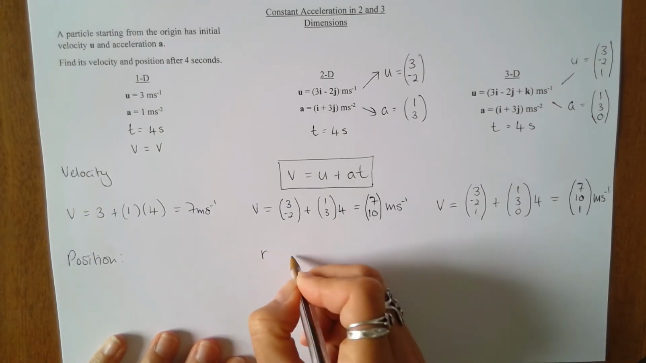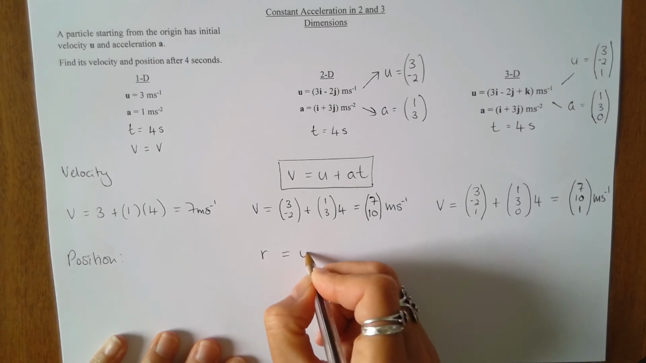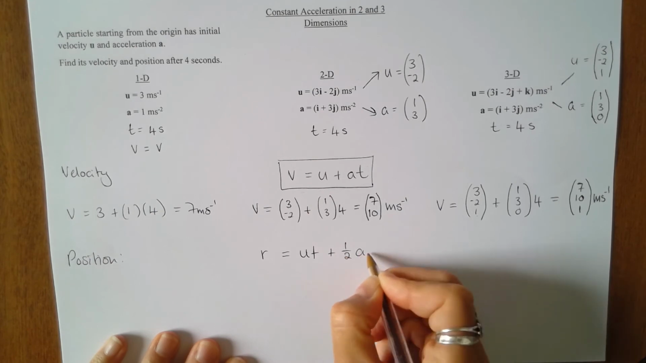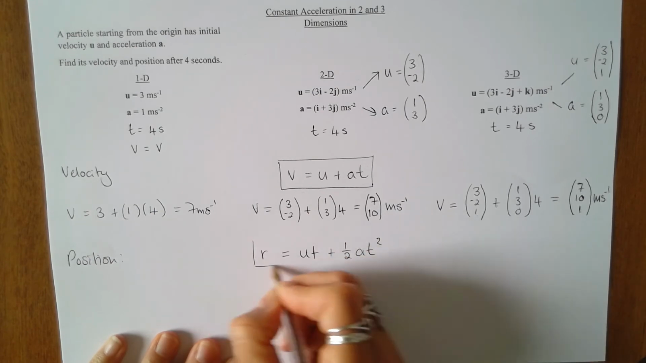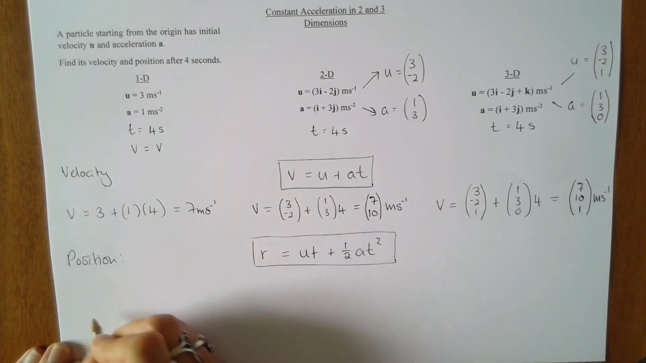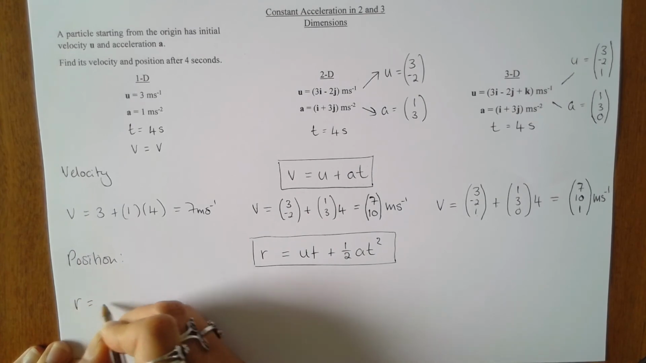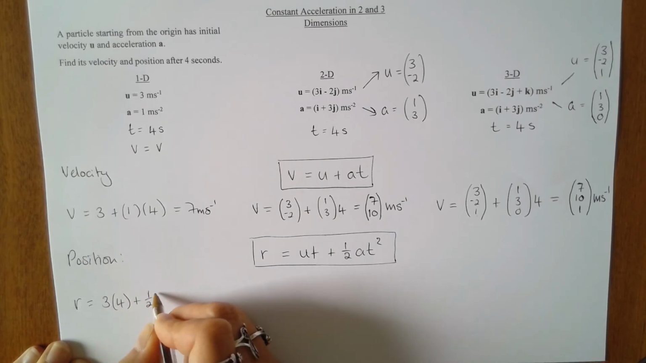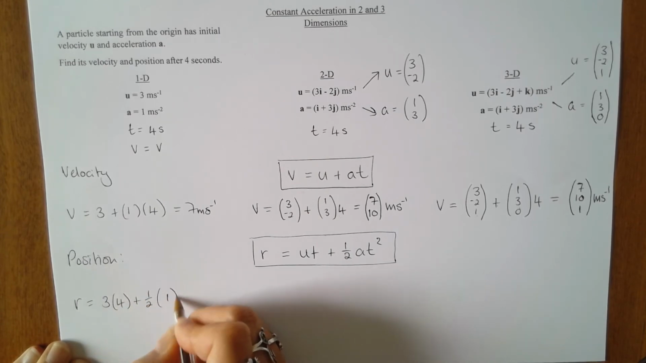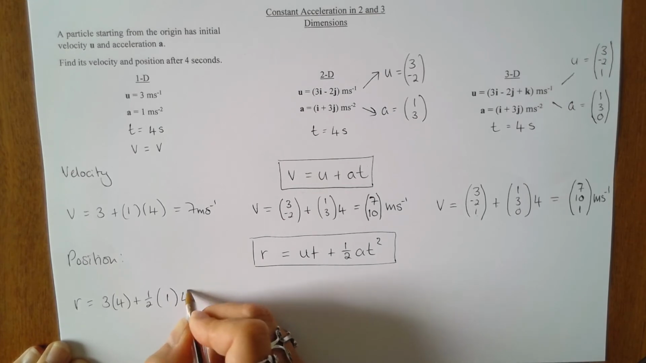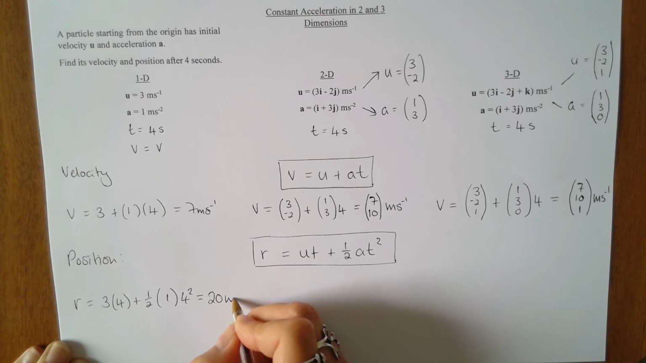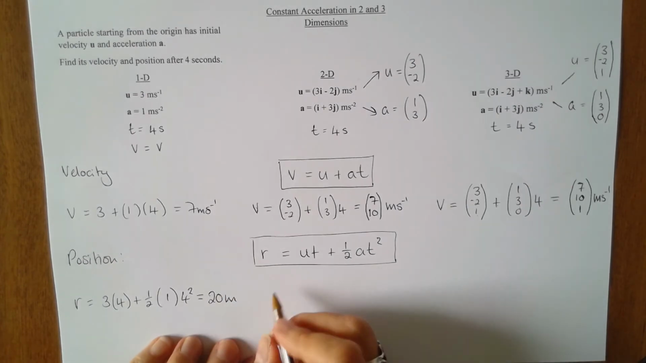So r equals ut plus half at squared. In the first case, 3 times 4 plus half a, which is 1, and t squared, which gives us 20 meters from its original starting point.